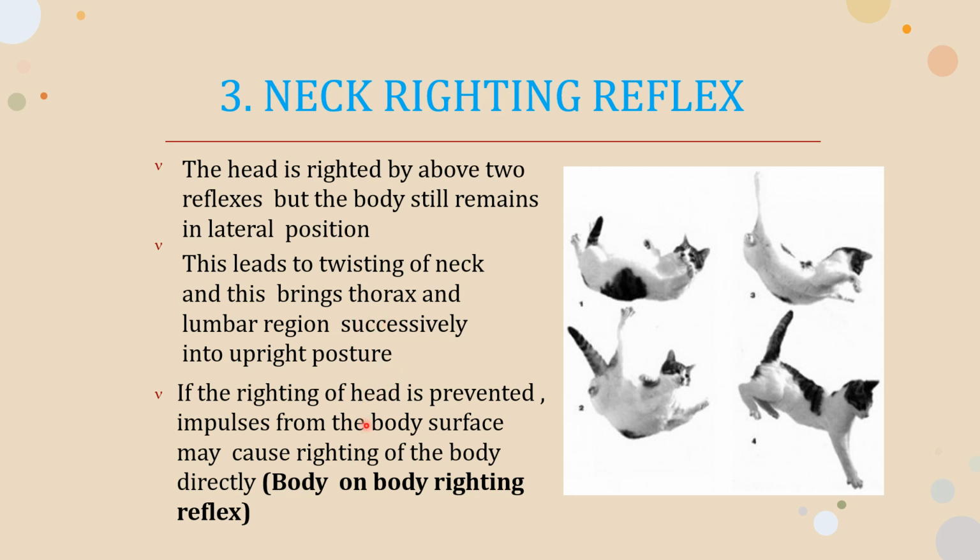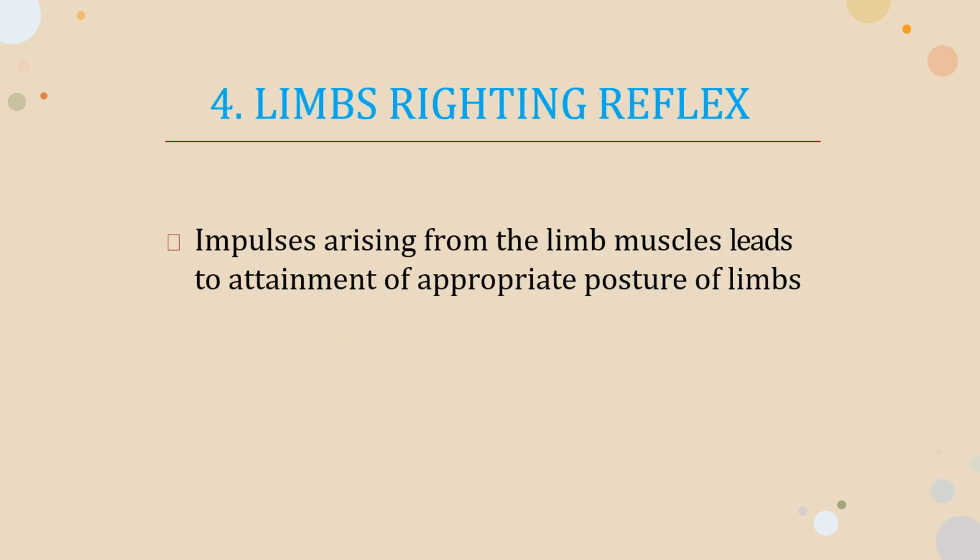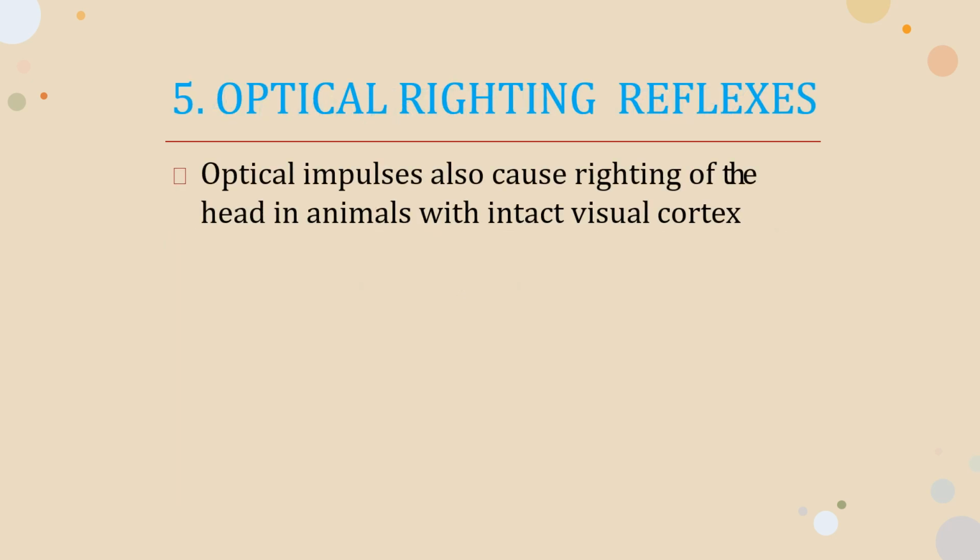upright posture. If the righting of the head is prevented, impulses from the body surface may cause righting of the body directly. So this is the body on body righting reflex. When the head righting reflex is prevented, the body on body reflex will come into action. And then the limb righting reflex: impulses arising from limb muscles lead to attainment of appropriate posture of the limbs. And optical righting reflexes: optical impulses also cause righting of the head in animals with intact visual cortex.